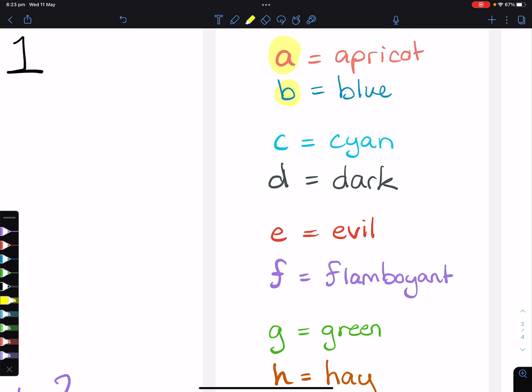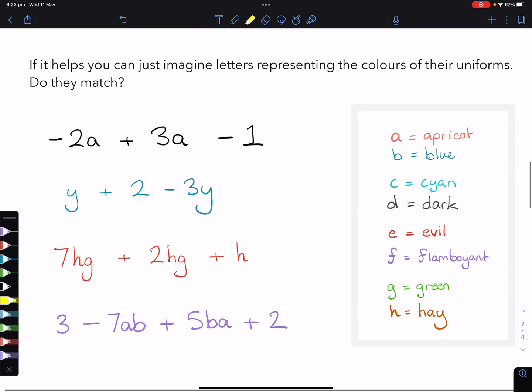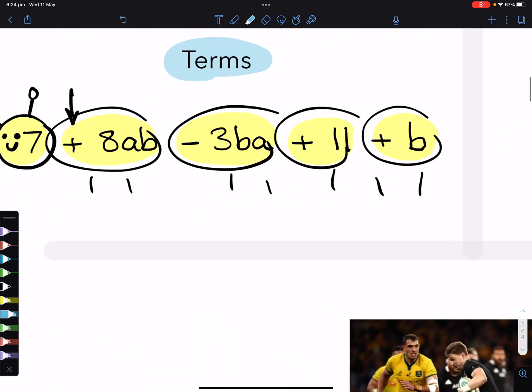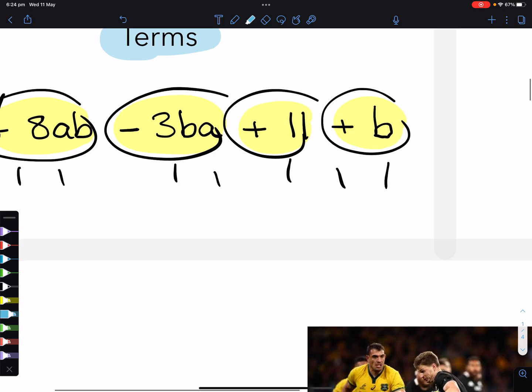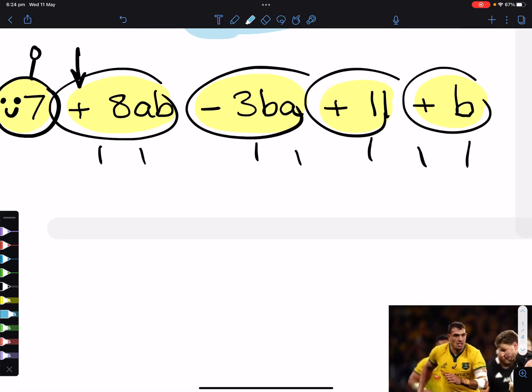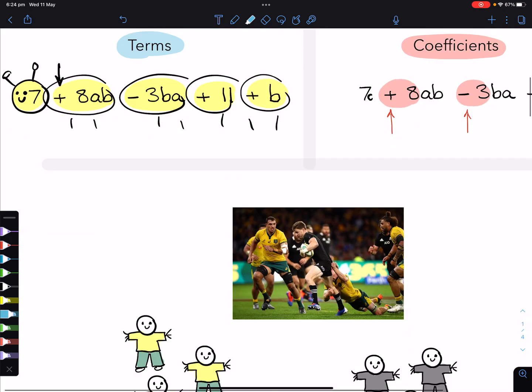Let me just hit backspace a bit here. Done. So let's go hunting. I've got 4 of these, and within each one of them, do we have any terms that match? Now let's just quickly recap what a term is. Remember the little caterpillar? Each body segment is kind of separate from the next one by those plus and minus signs.